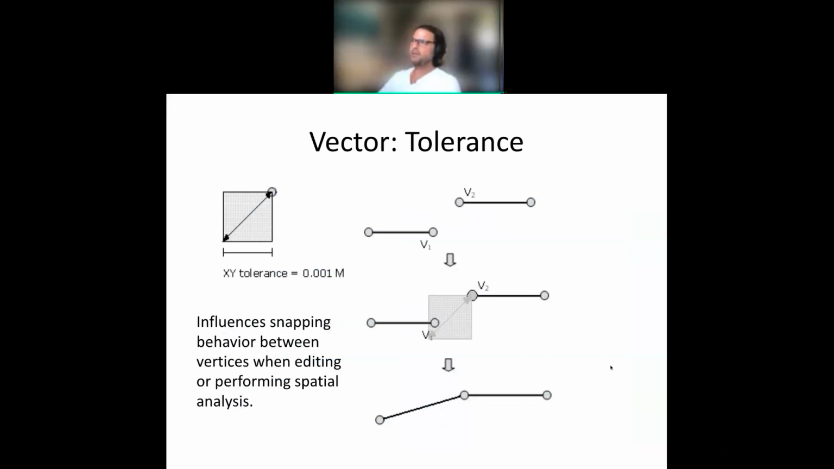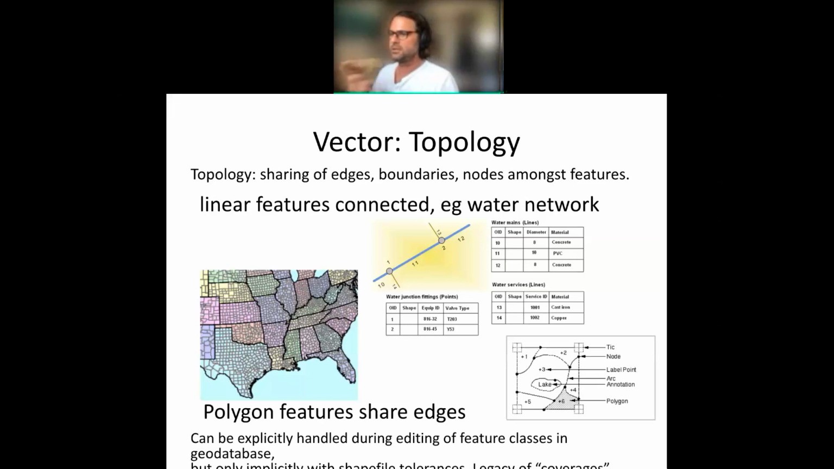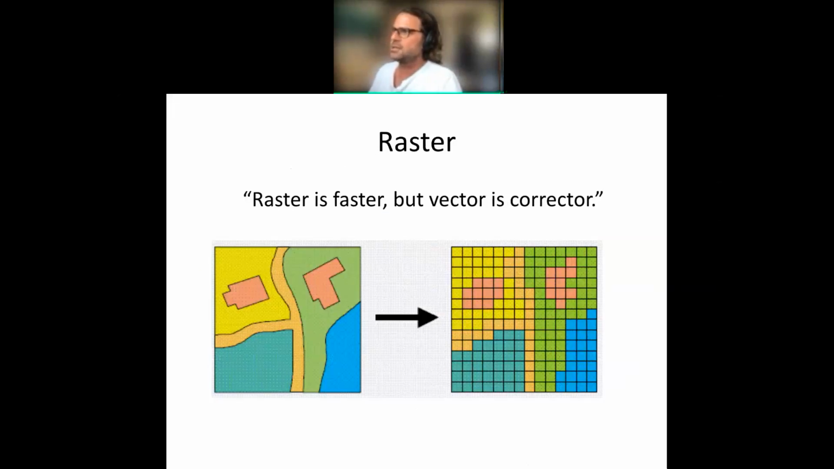And when you're thinking about vector and raster, it's good to think about tolerances when you're performing operations. Sometimes that will be an argument in some of these functions. And shapefiles, which are most commonly used, don't maintain topology, but that's more of an advanced topic. So yeah, raster is faster, vector is corrector.